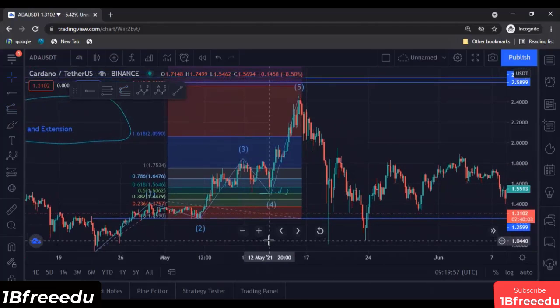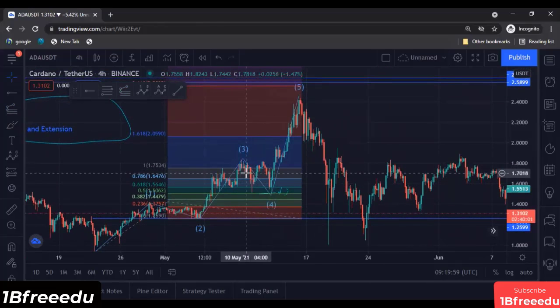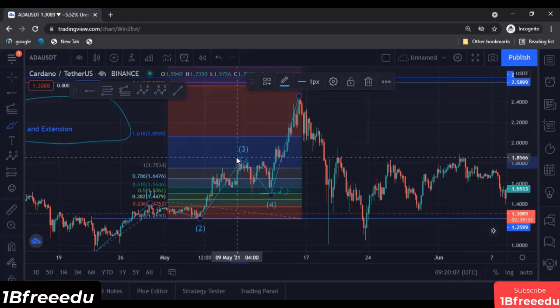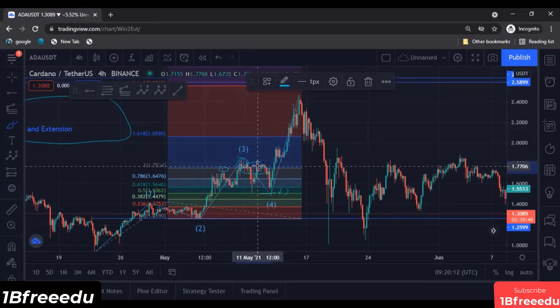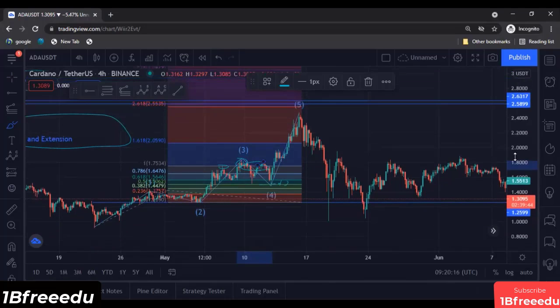Yeah. So as you can see, although the price hasn't followed this 0.786, it is somewhere near this region. As you can see, it was somewhere near this region. So that's why the fifth price has hovered all the way up above the 1.618.